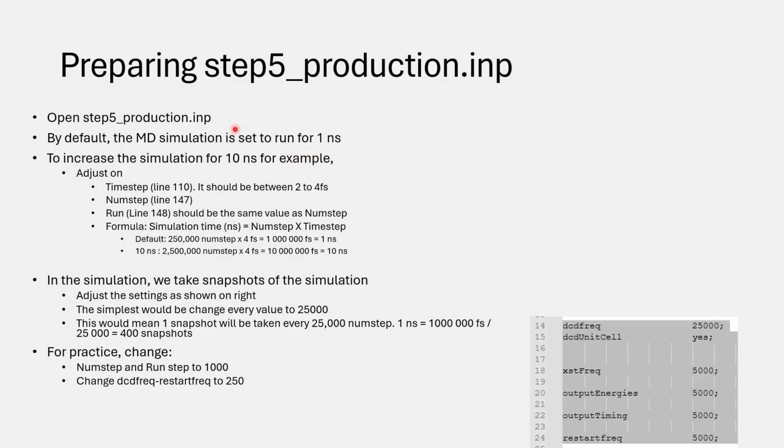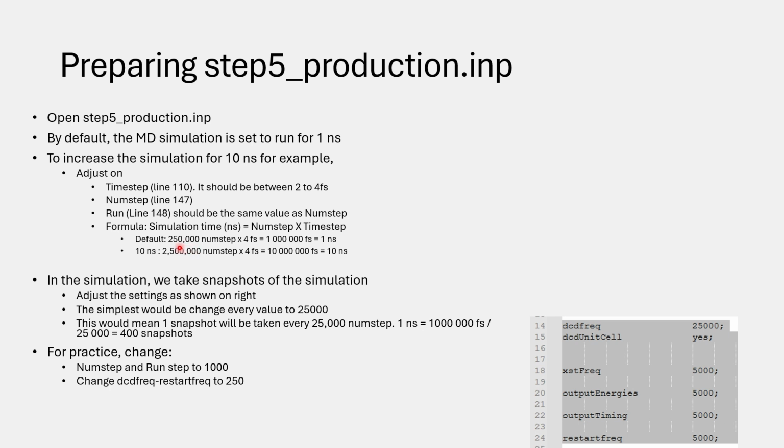Okay, now we're going to edit our step 5 production.inp. So these are the settings for running the molecular dynamic simulation. By default, the simulation will run for 1 nanosecond. So if you want to change the simulation time to 10 nanoseconds, for example, we're going to adjust a few settings: time step on line 110, num step on line 147, and the run step on line 148. We can use this formula: the simulation time in nanoseconds is equal to the number of steps times the time step.